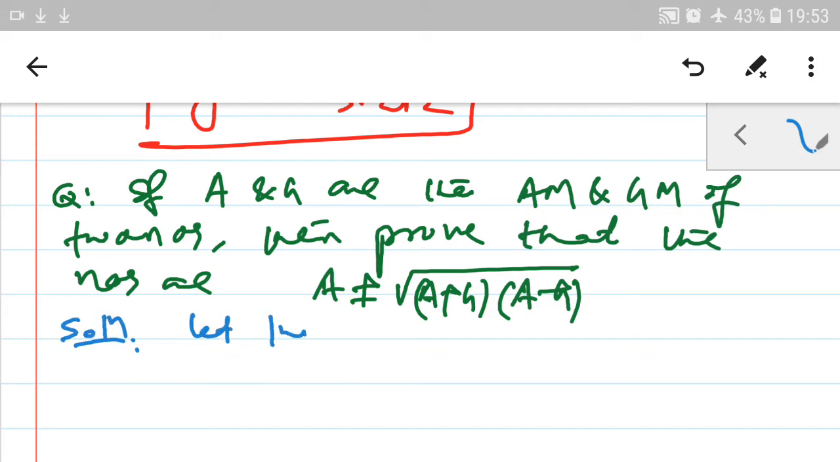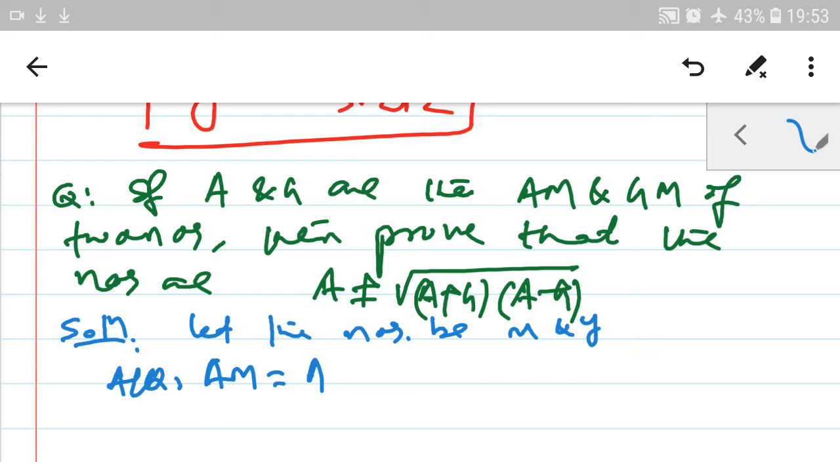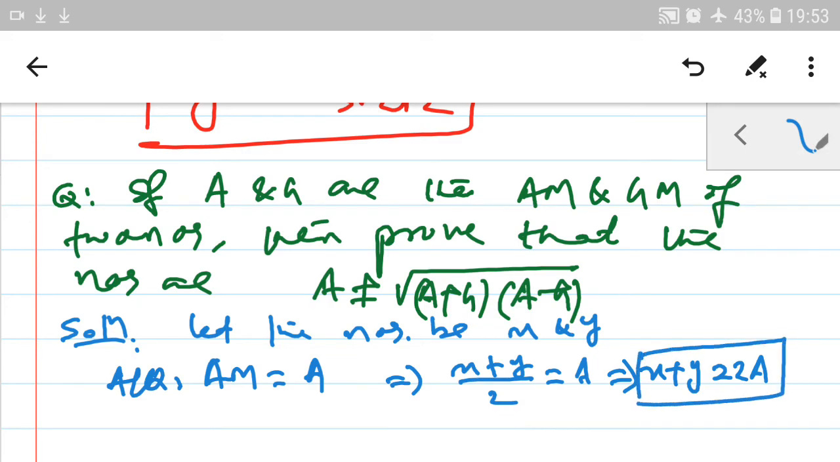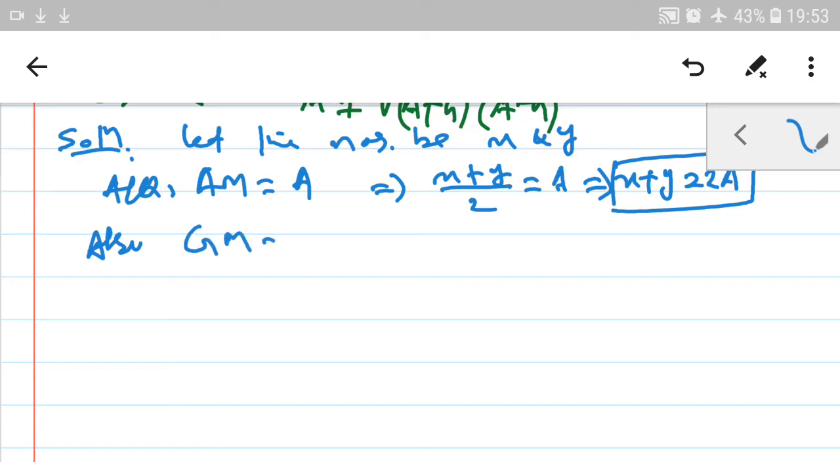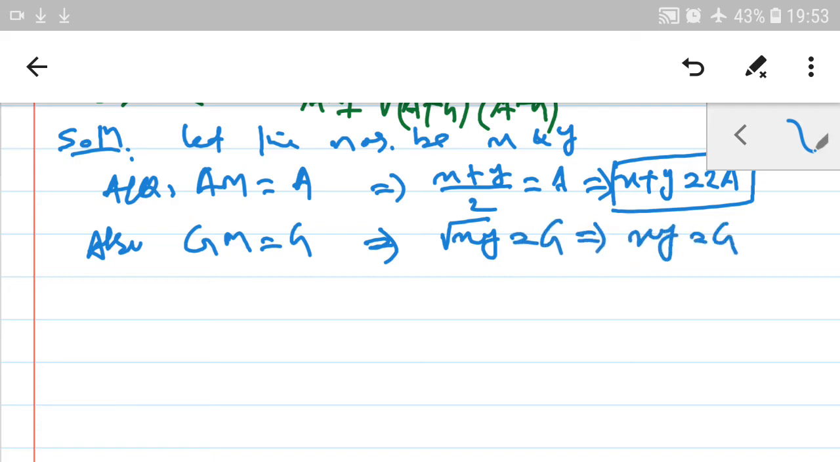Let the numbers be x and y. According to the question, AM is equal to A. So this gives us one data: x plus y by 2 is equal to A, or I get x plus y is equal to 2A. Okay, now here also GM is given to be G, or I get under root of xy is equal to G, or I get xy is equal to G square.